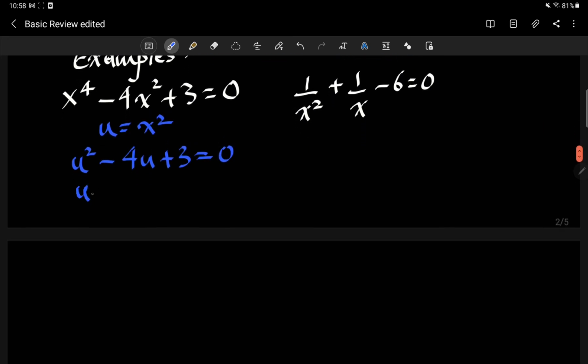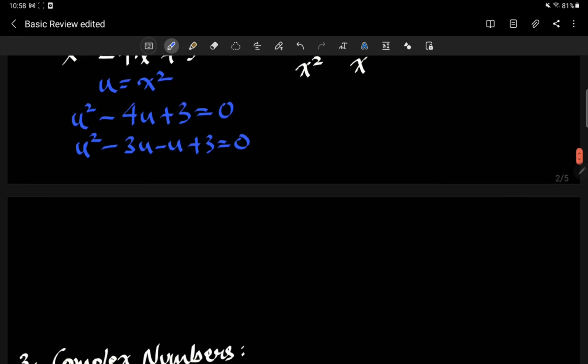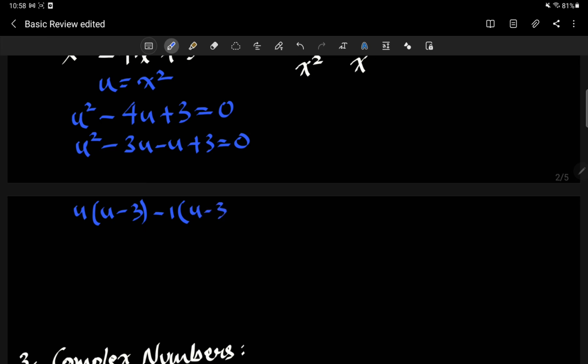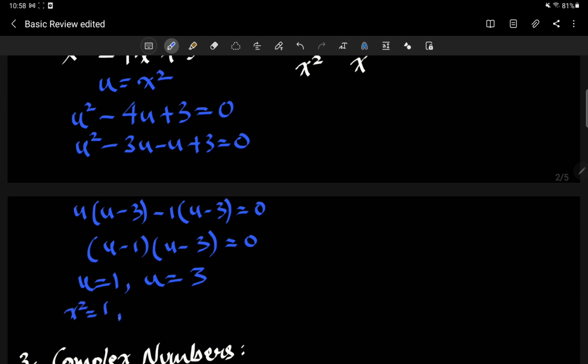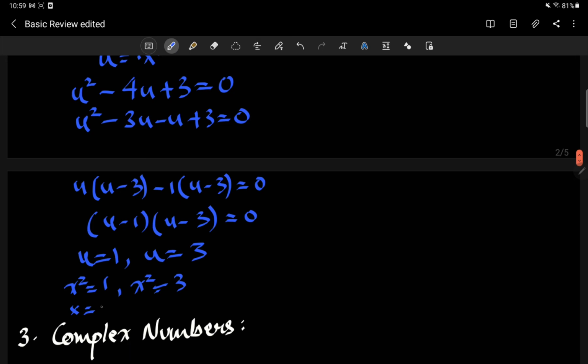Okay, and the middle term splits as 3u and u. What does that give me? u times u minus 3 minus 1, u minus 3 is 0, u minus 1, u minus 3 is 0, u is 1 and u is 3. But remember, you're not done, because what is u? u is actually x squared. So you have x squared is 1 and x squared is 3, which then gives you x is plus minus 1 and x is plus minus square root of 3. Remember, the undo operation for squaring is square root.